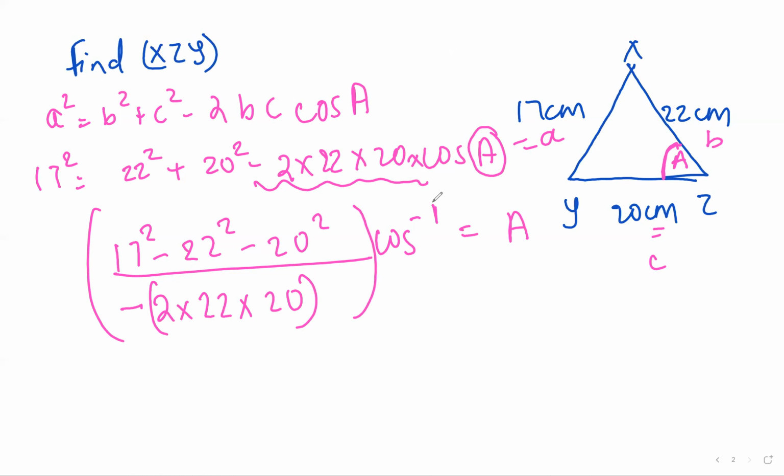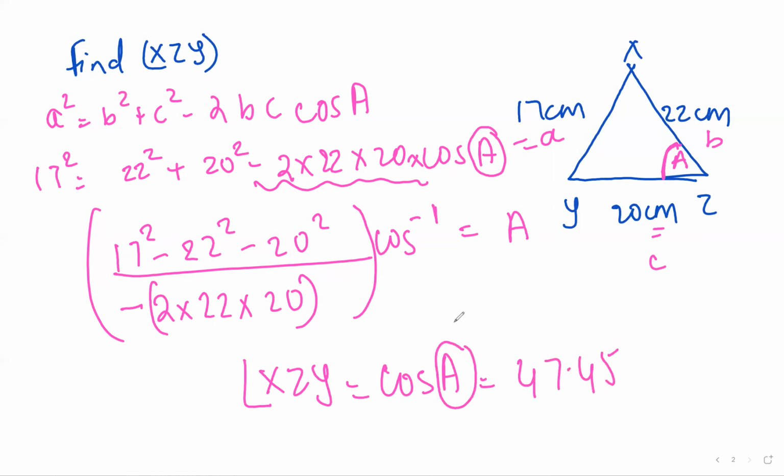Divide by the whole thing on the calculator: bracket open, minus 2 into 22 into 20, bracket close. We got 0.6761, then cos inverse. So shift and cos, I got cos inverse. So what is my angle XZY? Cos A is equal to, it is 47.45, which is basically angle A, 47.45. You can round it up to 47.46, right? So this is cosine rule. Implement it properly and you all are sorted.